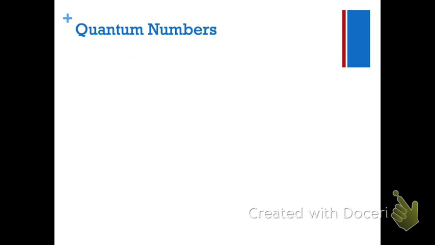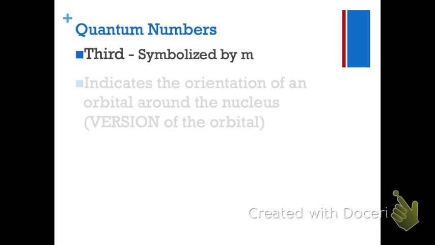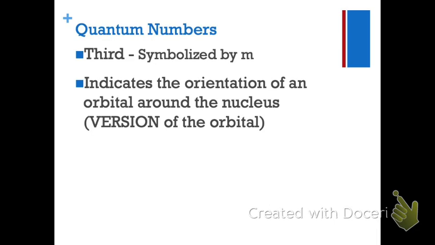Okay. Now we need to start looking a little bit more in depth at orbital notation and how it relates. But the third quantum number, right? First one tells us energy level. Second one tells us shape. Third one tells us what's called the orientation of the orbital. But more specifically, how we need to think of it is, what version of the orbital is that electron in? Okay? What version of the orbital is the electron in?